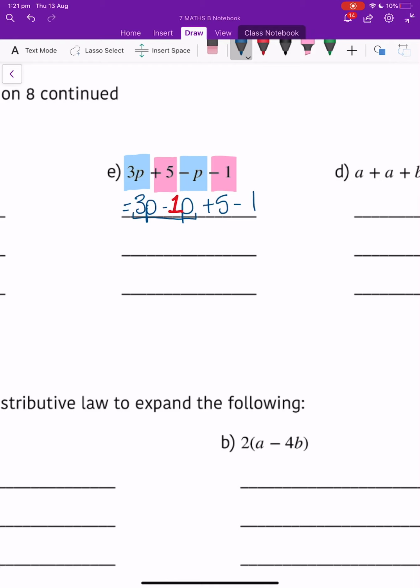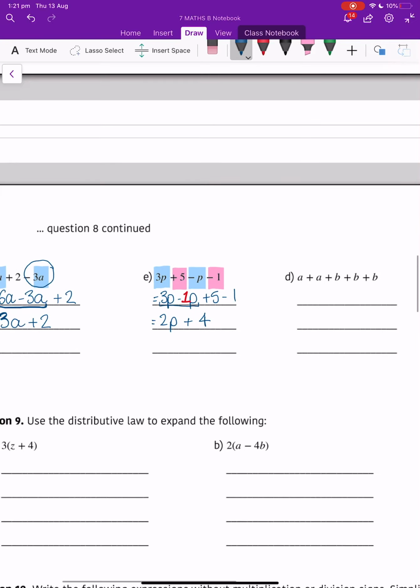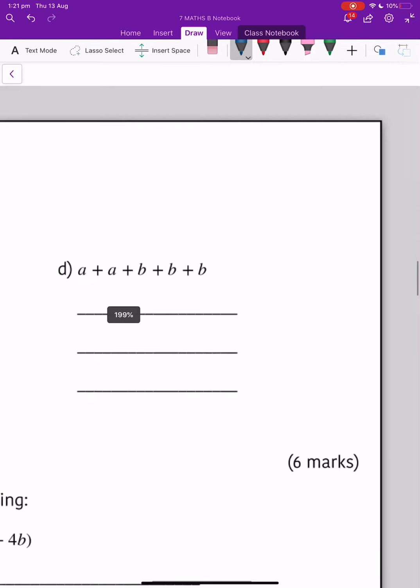3p take 1p equals 2p. And then we're going to go plus 5 take 1 is just 4, okay? Hope this is making sense.